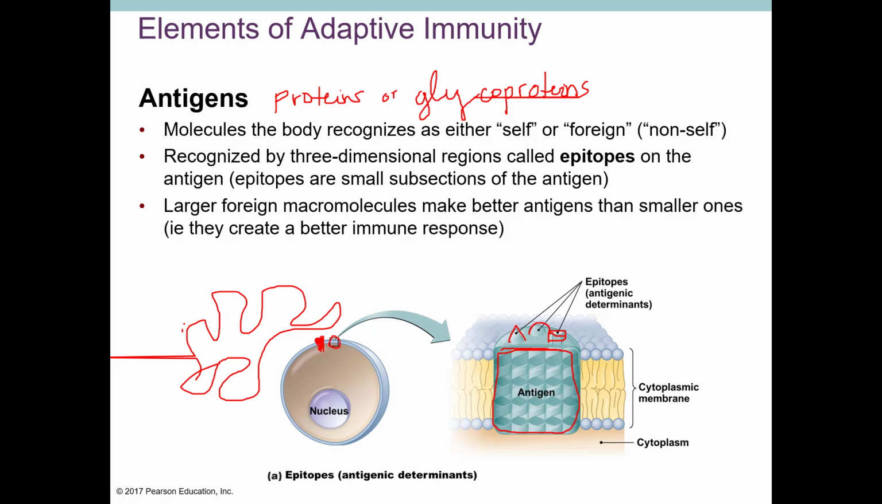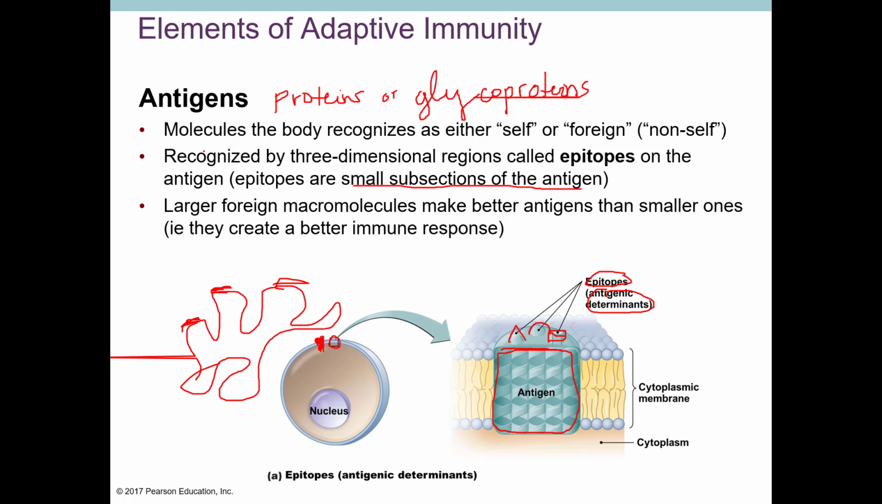Each little section of the glycoprotein or the protein can be what we call an epitope or an antigenic determinant. I will typically use the term epitope. That's how I was trained. An epitope is really just a small subsection of the larger antigen, which the antigen is really just a transmembrane protein. It can be on a foreign cell, it can be on your own cells.